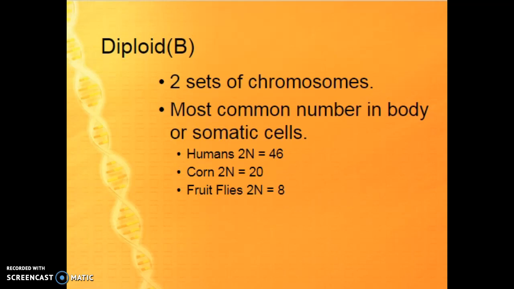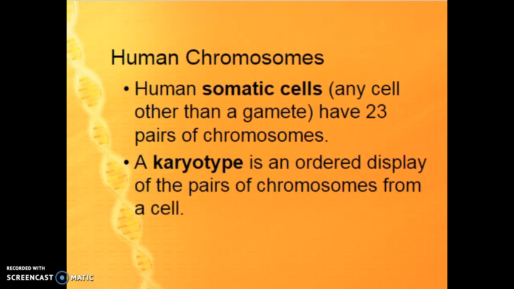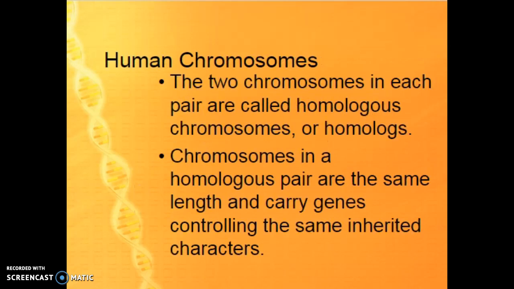Corn's diploid number is 20. Notice that 2n number there. Fruit flies are 8, which is really important when we get to learning about Drosophila and all the genetics that come from that, but we'll talk about that later. So human chromosomes, we know a little bit about karyotypes because we've done a lab on them already. Human somatic cells, so all of our body cells that aren't directly involved in making babies, have 23 pairs of chromosomes, so our diploid number is 46.